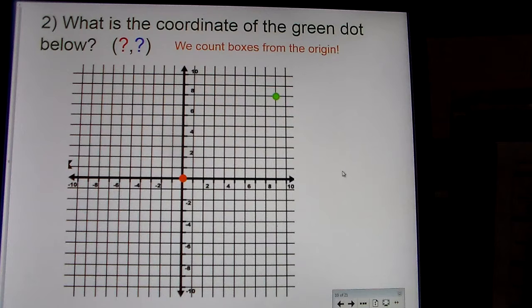Our next one, problem number 2. We got to find out where this green dot is. So we got to count. 1, 2, 3, 4, 5, 6, 7, 8, 9 to the right, and 8 up. So our answer is 9 to the right, 8 up.